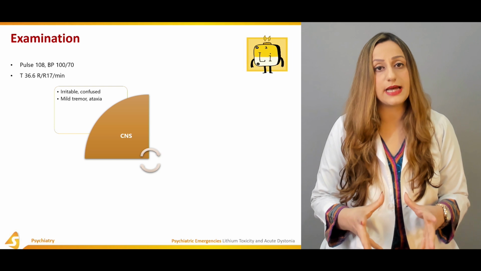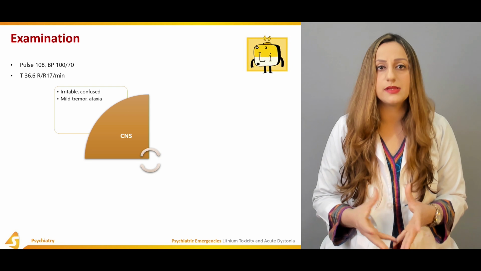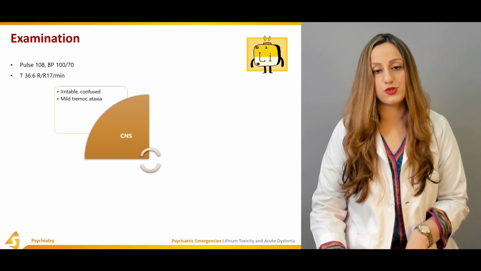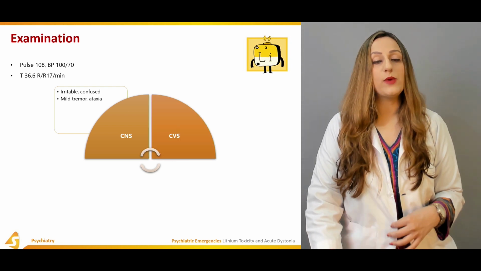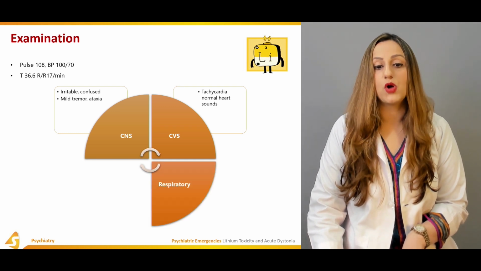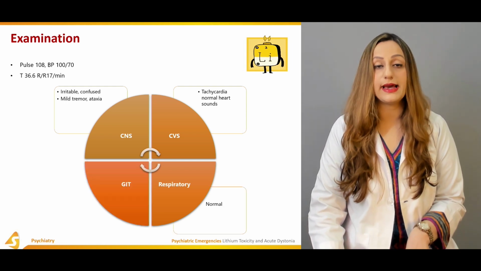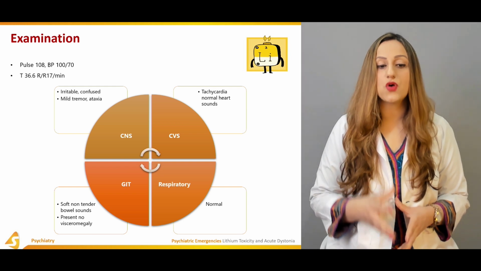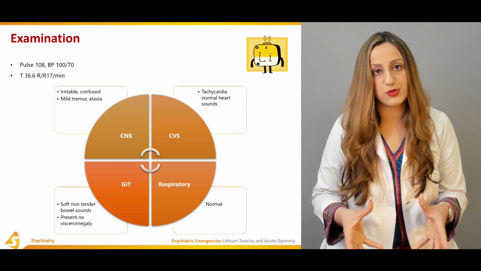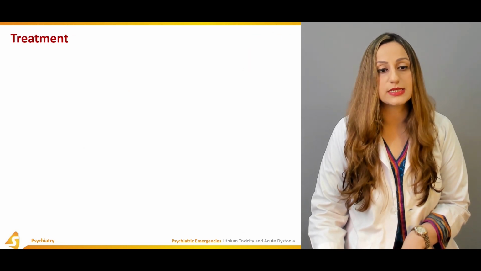Then we have the systemic examination. The central nervous system examination would reveal an irritable, confused individual. Mild tremors and ataxia are going to be observed. The cardiovascular system would reveal tachycardia and normal heart sounds, and the respiratory system is going to be normal. The gastrointestinal system would reveal a soft, non-tender abdomen, bowel sounds, and no visceromegaly. So this is basically the systemic examination of individuals suffering from lithium toxicity.